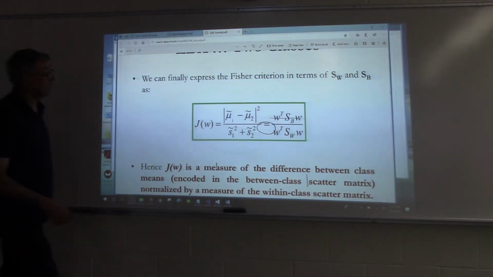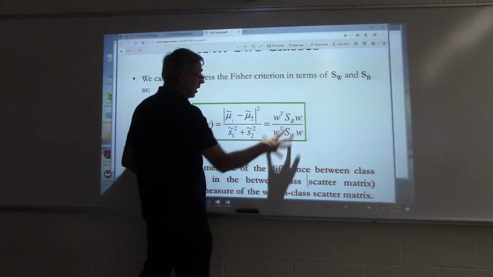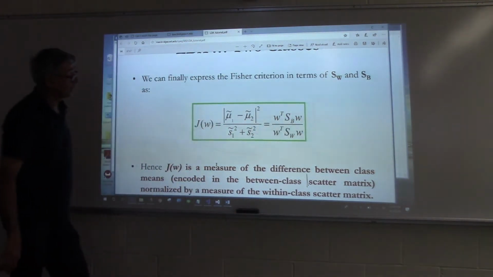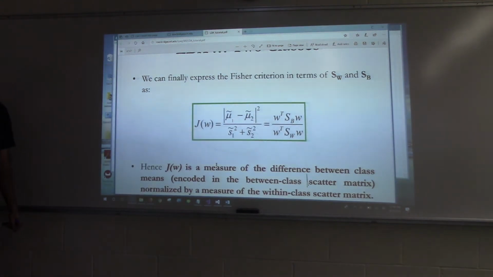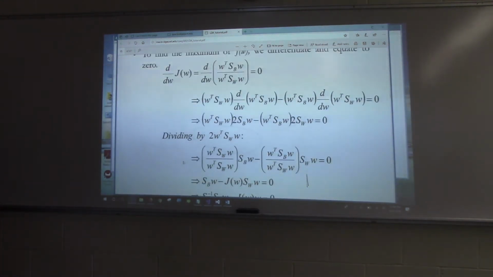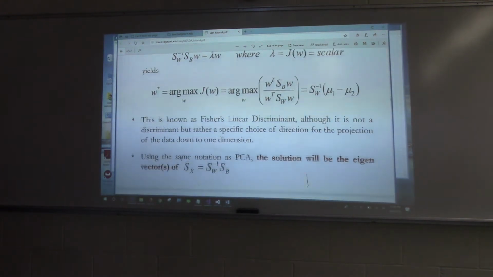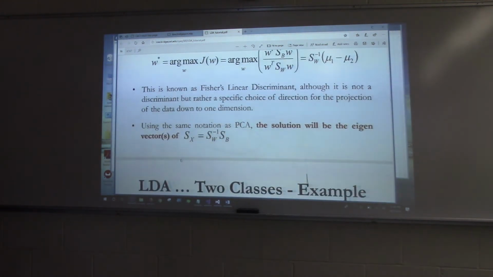Then basically we come up with an optimization function, which looks like this. And how do we solve it? We take the derivative, and I'll go over the math next time, but let me show you the final answer. So the final answer is... where did it go?